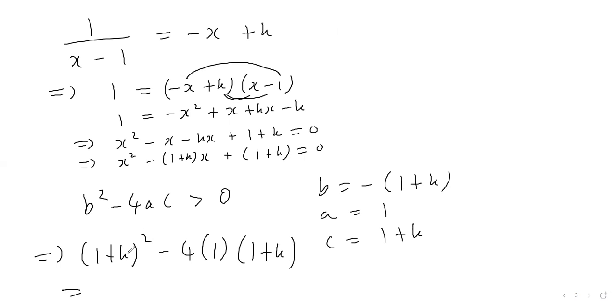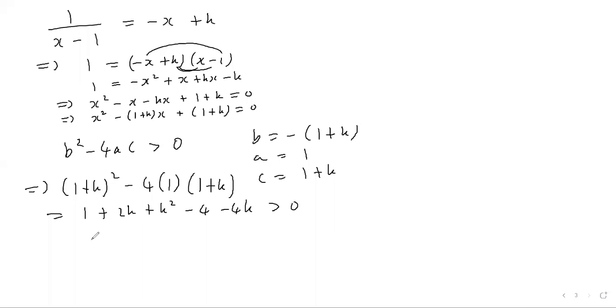If we simplify this, expanding the brackets, we'll get 1 plus 2k plus k squared. And then expand the brackets here, so minus 4 minus 4k, and this must be greater than 0. So again, we can tidy this up a little bit further. We'll then get k squared, and then 2k take away 4k, so that's minus 2k, and then 1 take away 4, that's minus 3, is greater than 0.